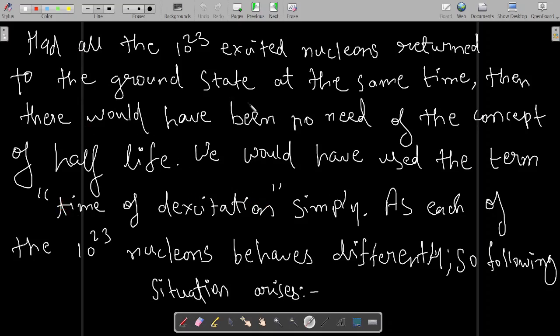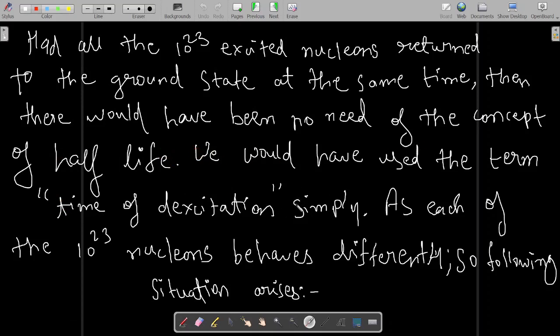So there would have been no need of the concept of half-life in that particular case, had all the 10 to the power 23 excited nucleons behaved identically and returned to the ground state in the same amount of time. Had they returned simultaneously and behaved identically, requiring the same amount of time, there would have been no need of the concept of half-life. We would have used the term time of de-excitation simply.